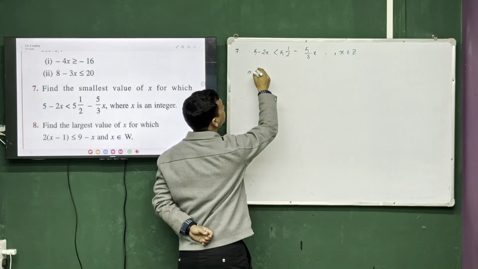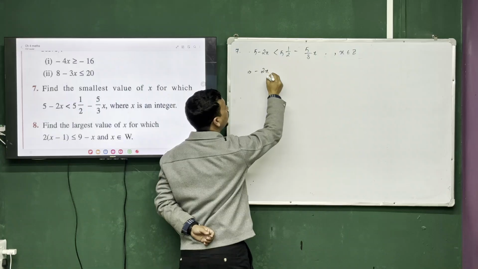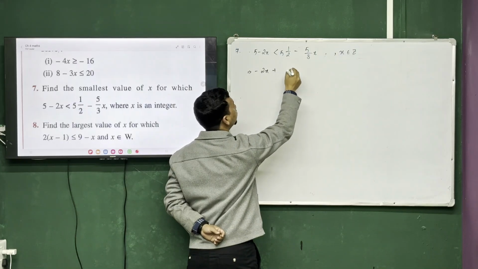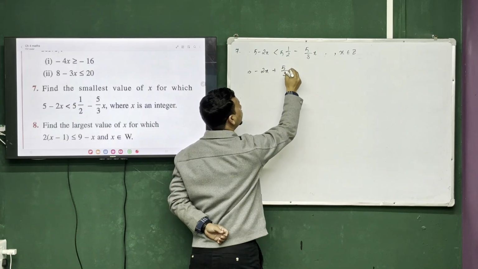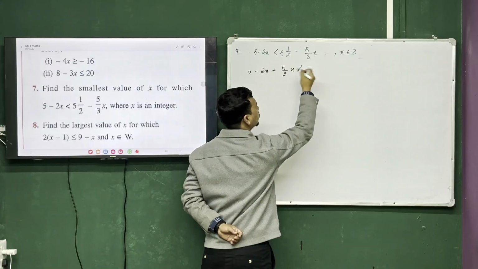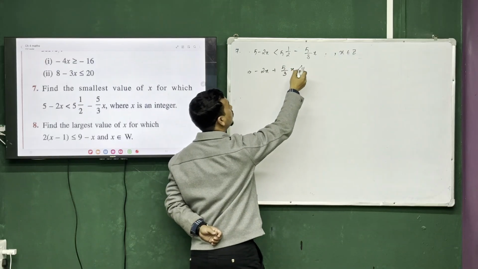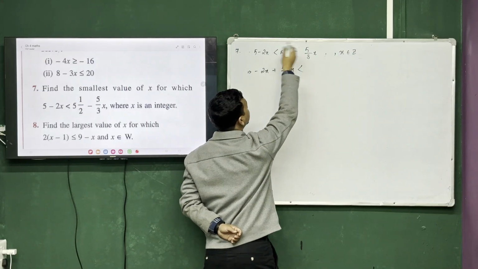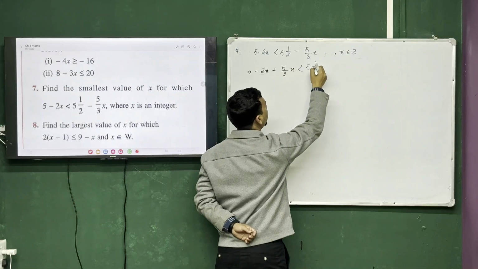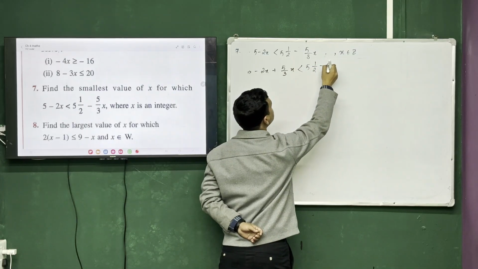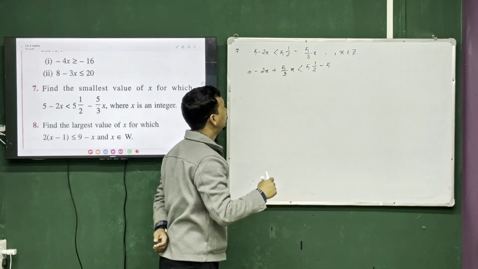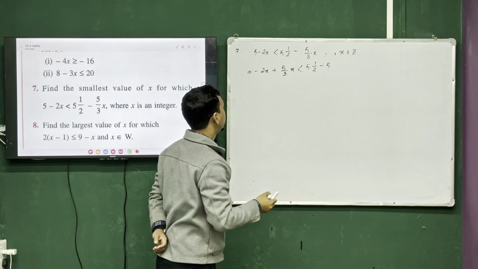So we will bring all the x on one side. So we have minus 2x. This, if you bring it this side, you get plus 5 by 3x. Since we're not cross multiplying, the sign will not change. Then we can carry this side. So we have 5 1 by 2 minus 5. Nothing complicated. We're just shifting the numbers this side or that side.